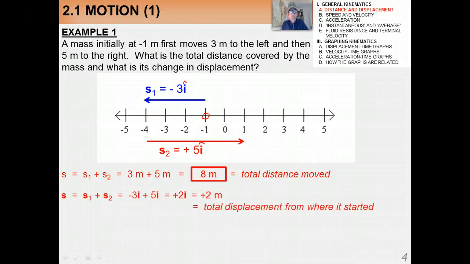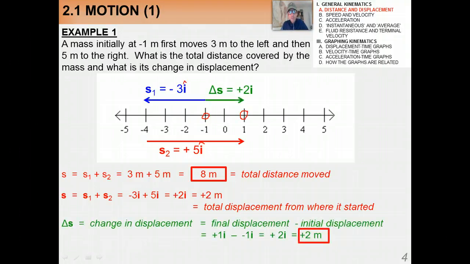Now, I want you to think about the total displacement from where it started. To find the total displacement, that's just the resultant vector of S1 and S2. So it would be negative 3i plus positive 5i, which is positive 2i, which is positive 2 meters. But notice this is not where the object actually ends up. If you look at the diagram, the object obviously ends up at positive 1 meter.